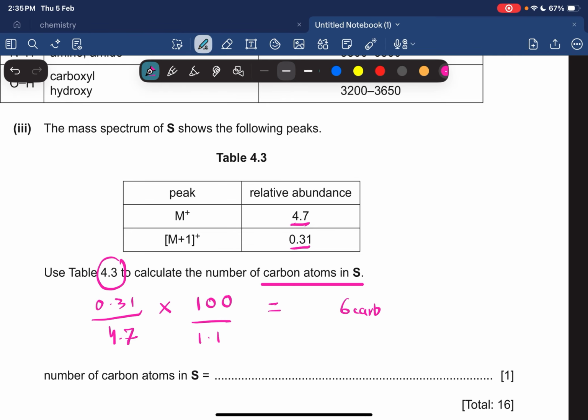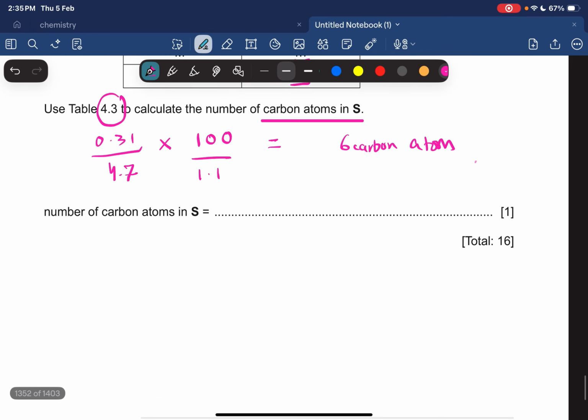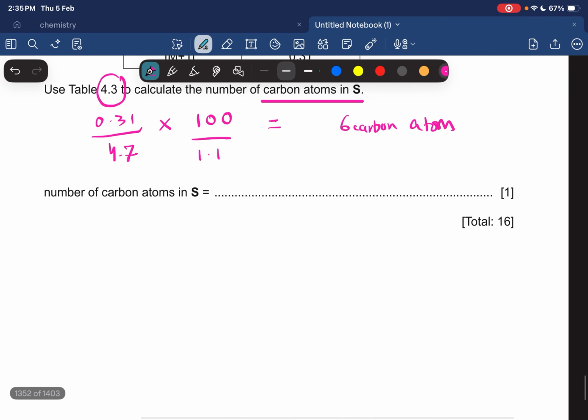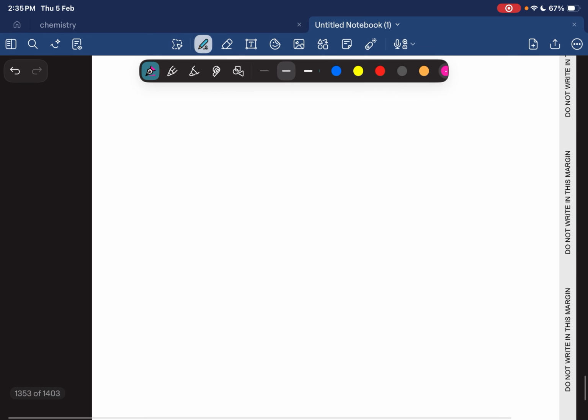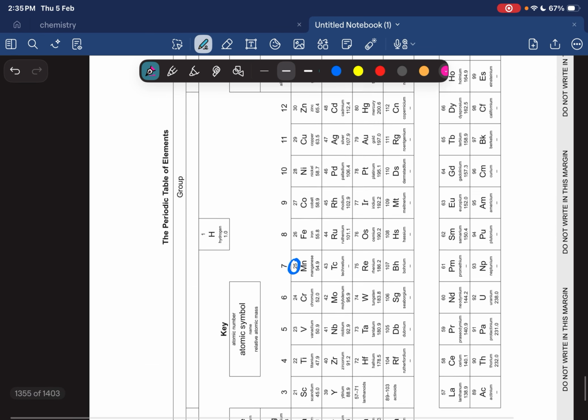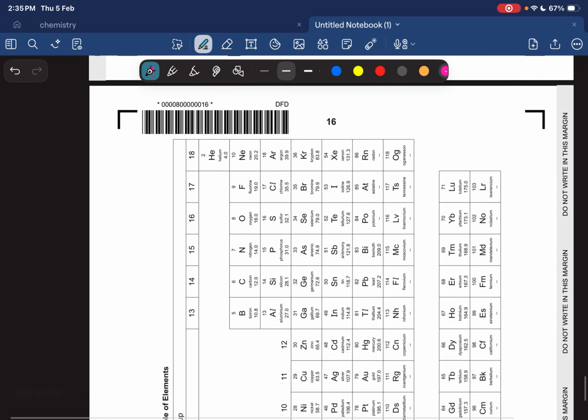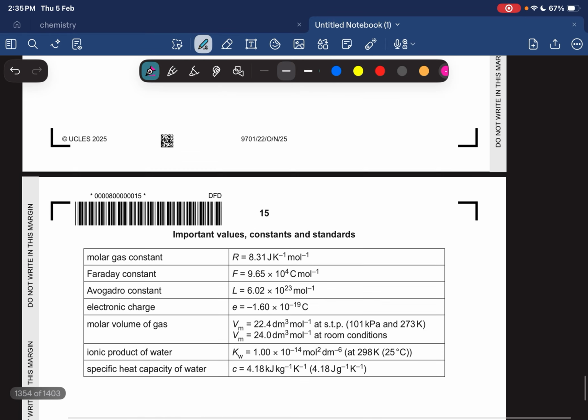And this is going to give me 6 carbon atoms. That means we have propenol, hydroxypropene, something like that, because we have unsaturation as well as that thing, whatever that thing is. What do you call that thing? Alcohol group, right? So done with today's paper.